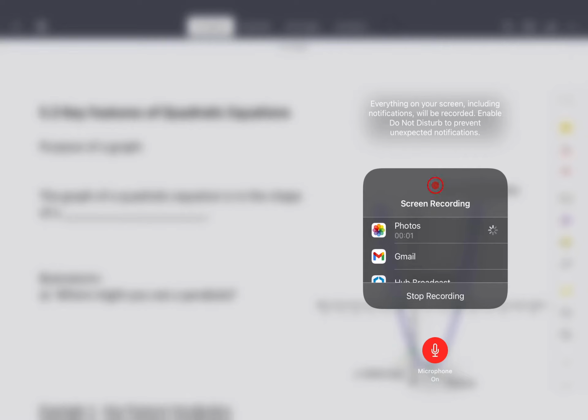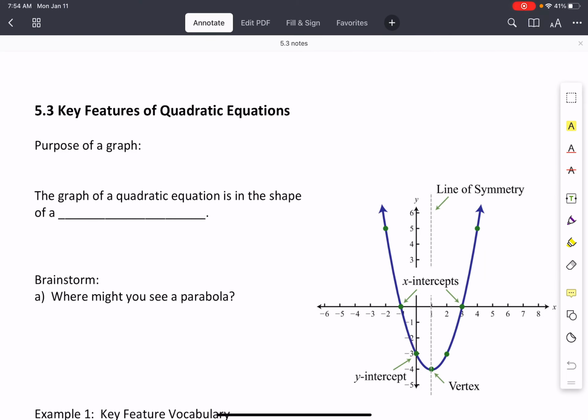We're on 5.3. Okay, go ahead and open up to 5.3. So finally, we're going to learn something kind of new. We're going to start learning how all this stuff we've been doing the last few months applies to how to graph it, which is kind of the point of what we've been doing, okay?